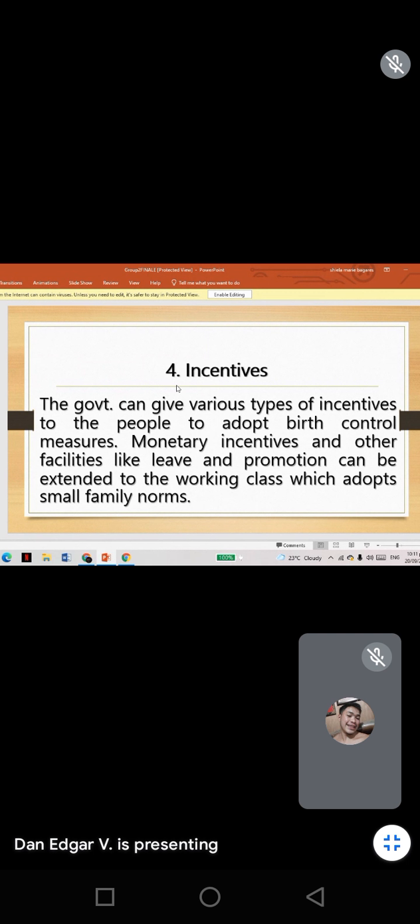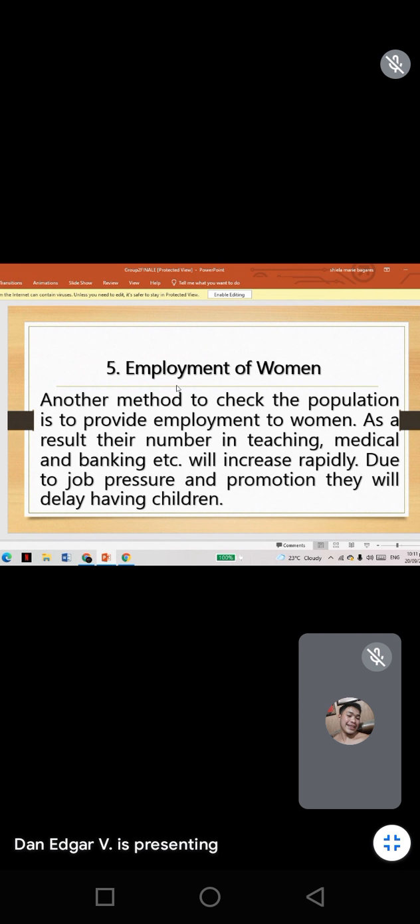Next, employment for women. Another method to check the population is to provide employment to women. As a result, their number in teaching, medical, banking, etc. will increase rapidly due to job pressure and promotion. They will delay having children.